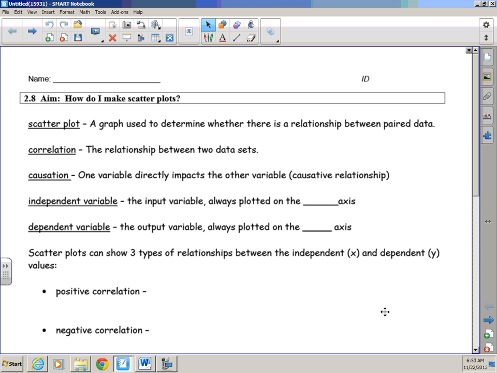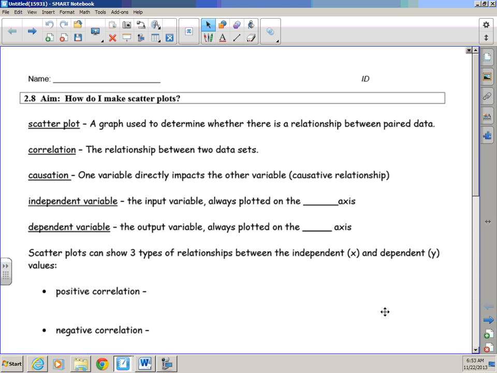Now, let's go through some of these definitions. A scatter plot is a graph used to determine whether there is a relationship between paired data. What that simply means is we would plot a group of ordered pairs, and we can figure out by just looking at where the data points lie whether there is some sort of linear relation between the data.